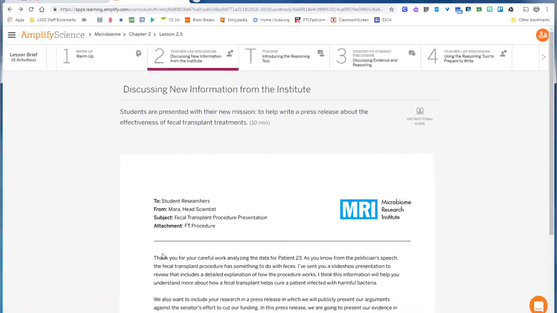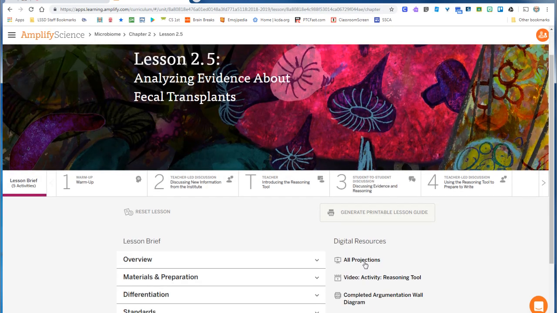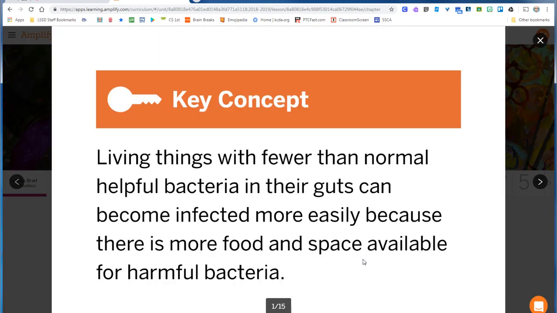Microbiome Unit, Chapter 2, Lesson 2.5, Step 2, the teacher-led discussion. This opens with a projection, so I'm going to go into the lesson brief to remind you where to find those. Mine is found under all projections. Yours will say projections from Lesson 2.5.